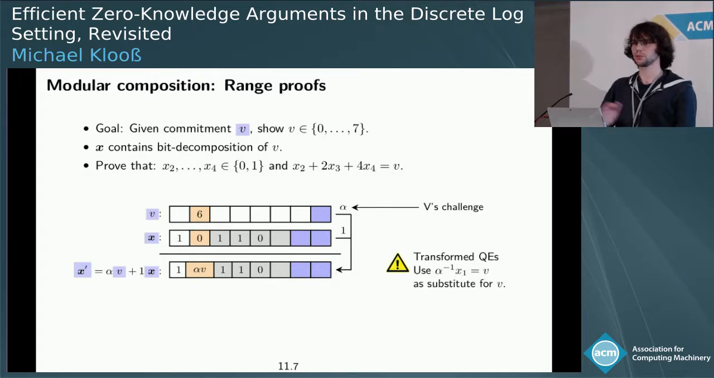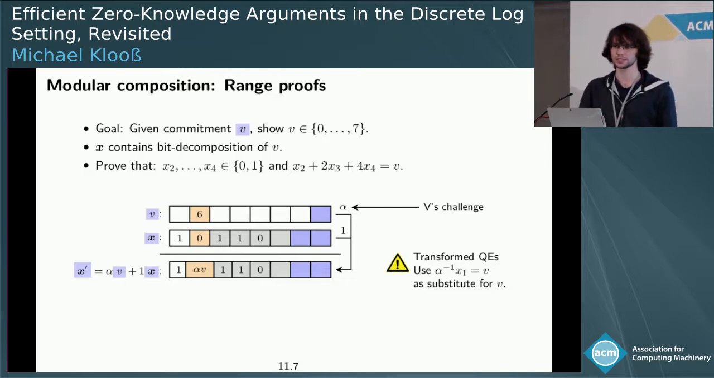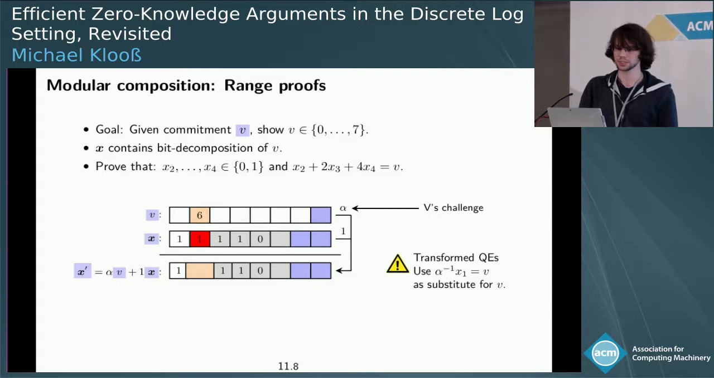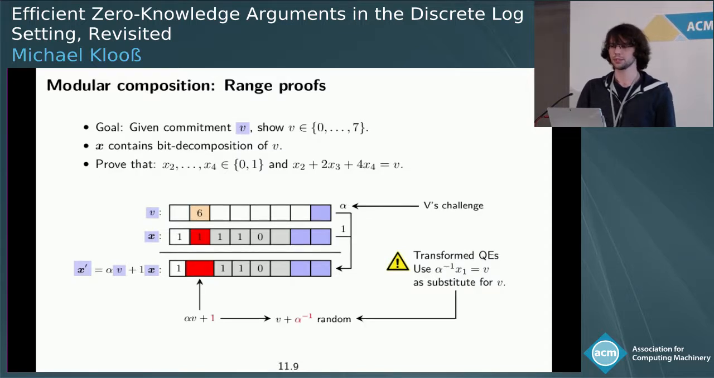Here we have to use transformed quadratic equations, so we have to undo this multiplication with alpha. But that's all we have to do, to use this witness V in X prime. And let's look at what happens if the prover is dishonest. For example, if he tries to put a non-zero value here at the place of V, then this will propagate due to the sum and the random linear combination.